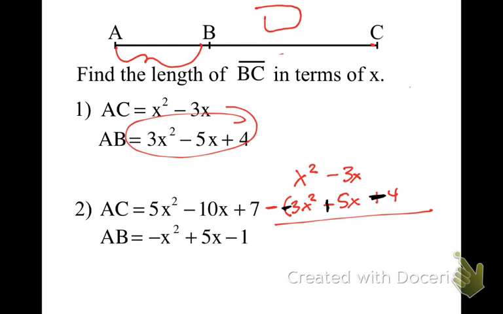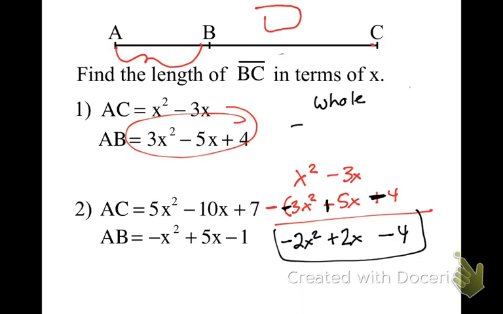And then we just combine our like terms. I've got negative 4. I have plus 2x. And here we have minus 2x squared is our final answer. So we're taking the whole minus the part gives us the other part. Pause the recording and try number 2. Now check your work.